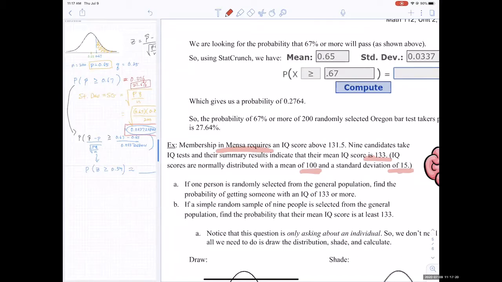If one person, right? 9. Or did they indicate 9? They're saying that 9 people here, 9 candidates take the IQ test, and their summary result indicates their IQ score of 133. So is this sufficient for our central limit theorem? No, it's not sufficient, right?